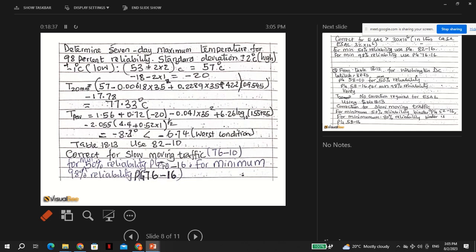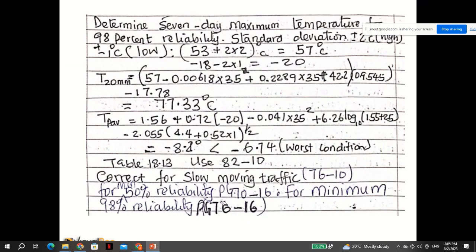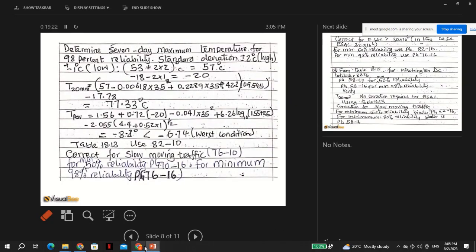If you're talking about slow moving traffic, for example, 7610 is here. Okay, 7610 is there. So for slow moving traffic, you have to take it one grade higher. Sorry, wait a minute. Yeah, one grade higher, which is 7616. That's for 98% reliability, and 7016, so one grade lower than.